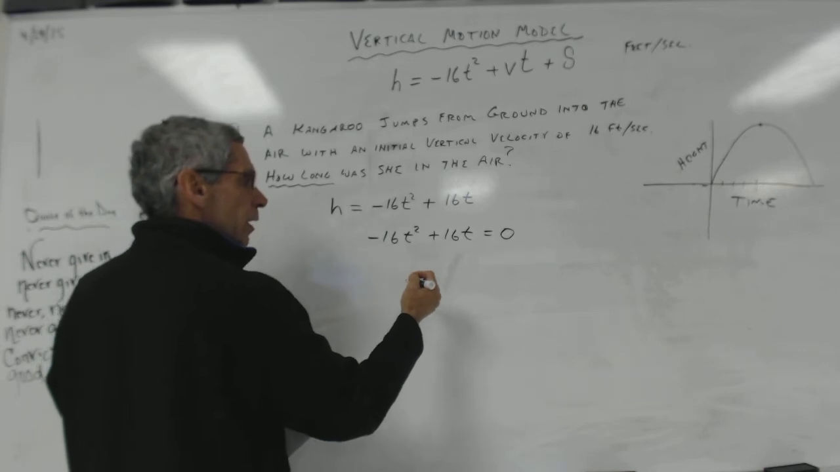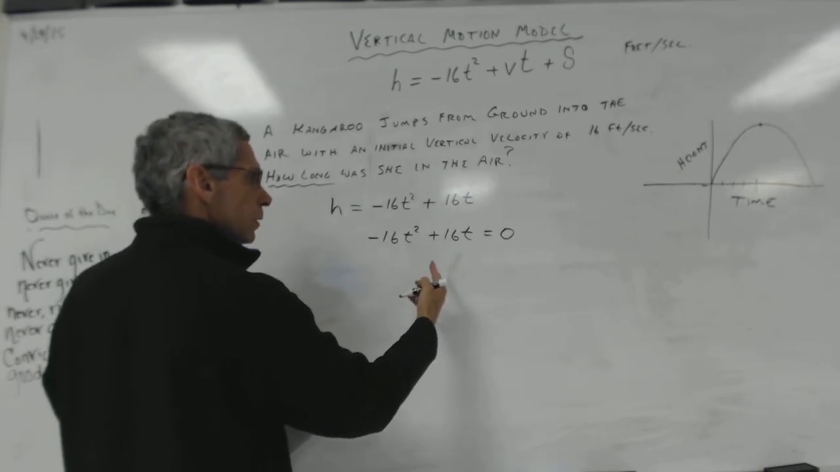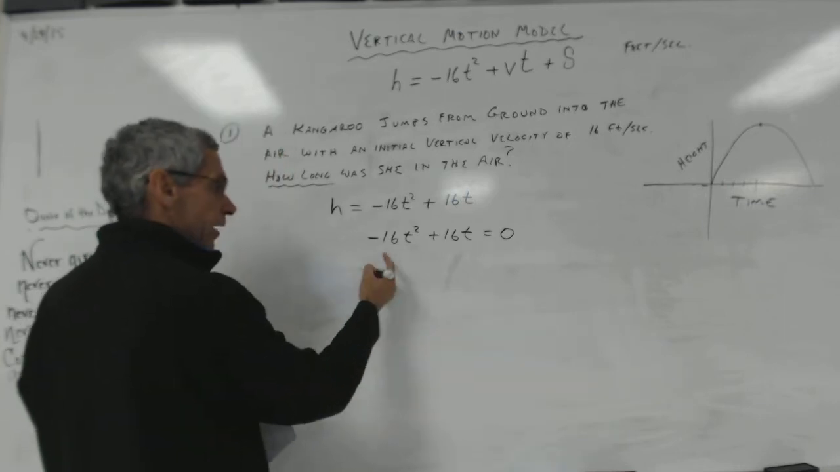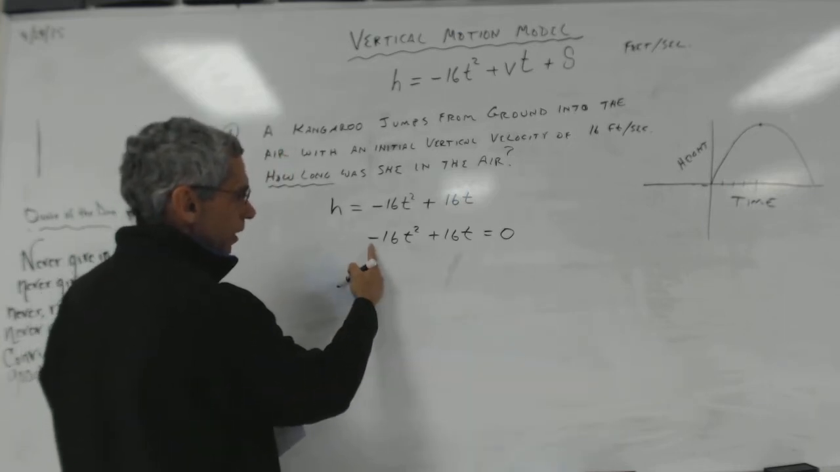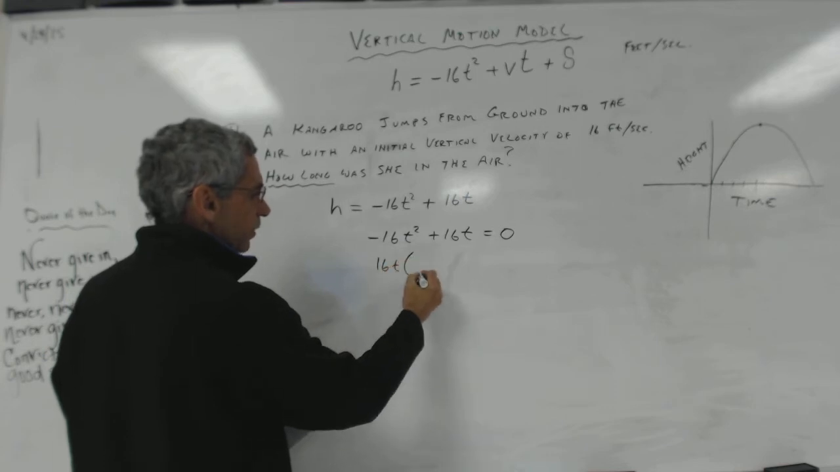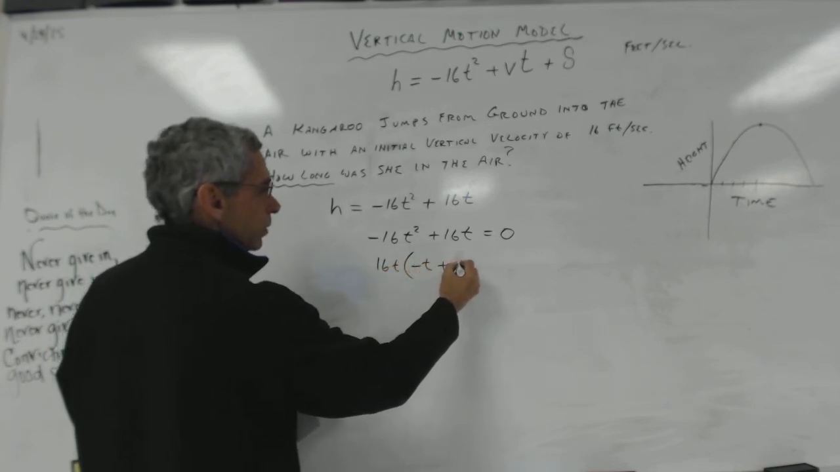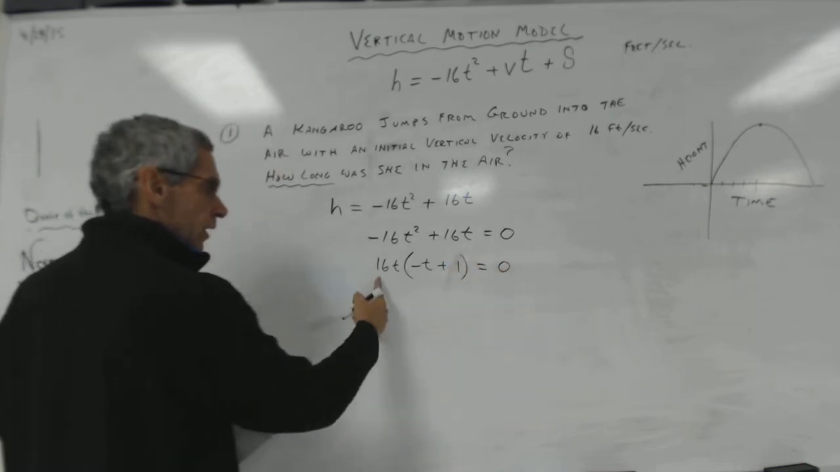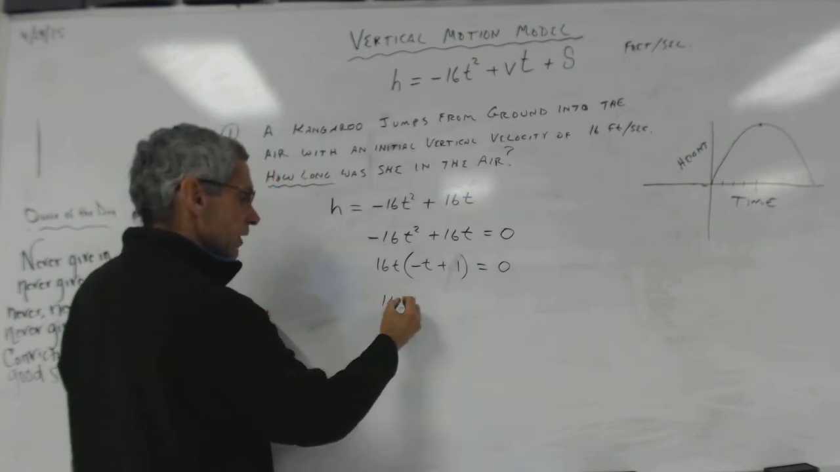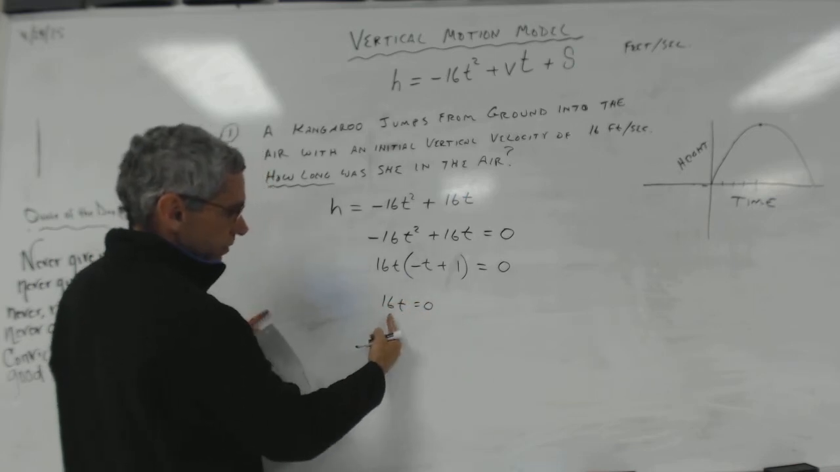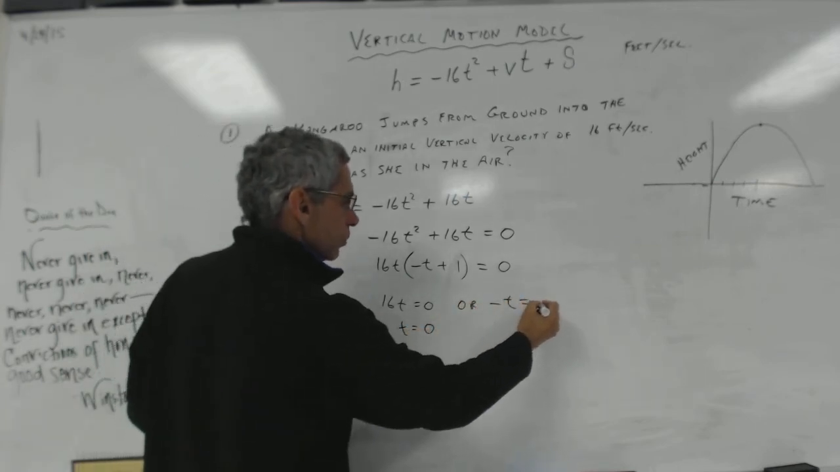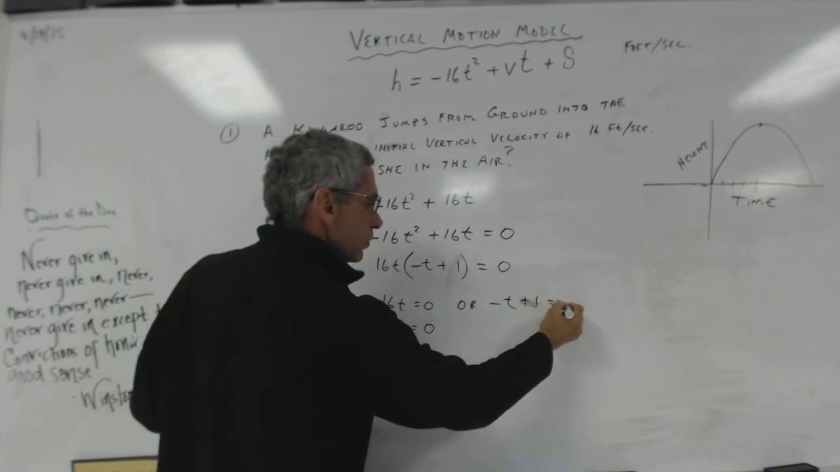Well, that's interesting. What's my c? I don't have a c, right? My c is 0. Therefore, factor out the greatest common factor. I'm not going to bother with the negative, it doesn't matter, to be honest with you. I'll just do 16t, parenthesis, negative t plus 1 equals 0. So if a times b equals 0, then either a equals 0 or b equals 0. So I've got 16t equals 0, which means t would have to equal 0. Or negative t plus 1 equals 0.